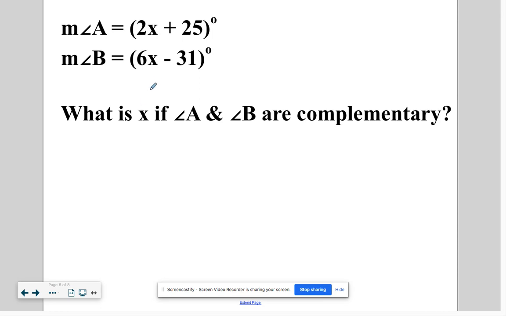Last problem. So they're telling us that we have two angles that are complementary. A and B are complementary. So if they're complementary, I know they add up to make 90 degrees. Oh, and by the way, just a little trick for you. If you forget which one's complementary and which one's supplementary, complementary has a C in it, right? It starts with a C, and that's 90.